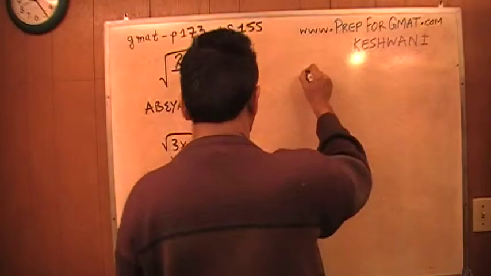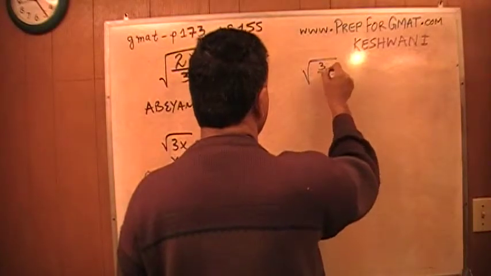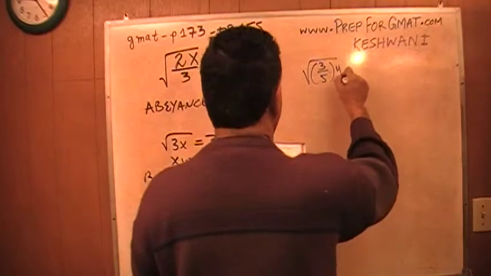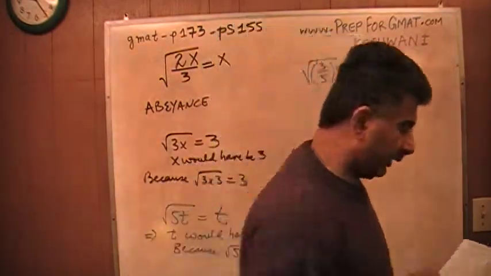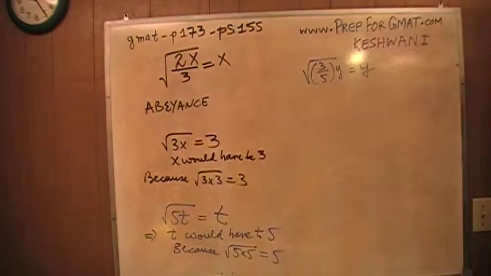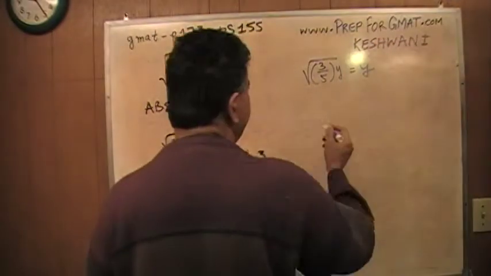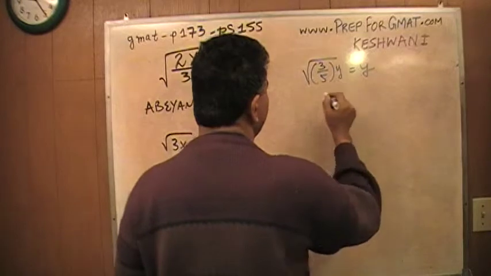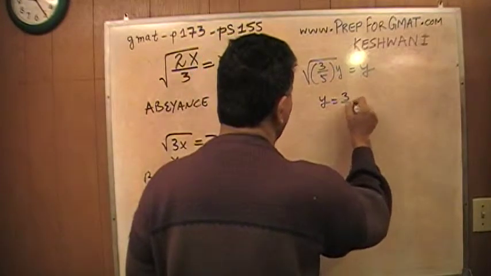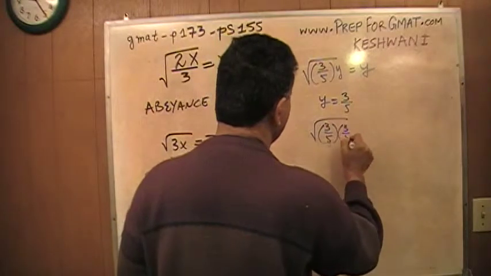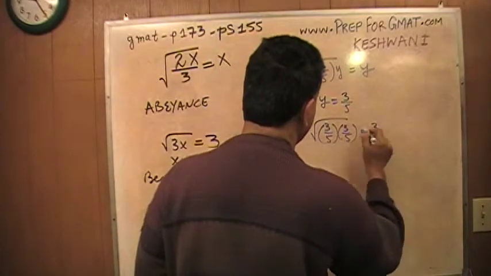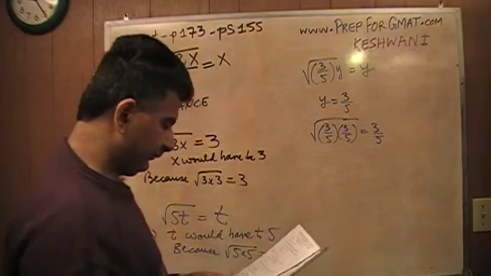Similarly, if I tell you the square root of 3/5 times y equals y, what do you suppose y would have to be? I'm already almost 6 minutes into it, so I'm going to wrap it up. Y would have to be 3/5, because the square root of 3/5 times 3/5 will give us 3/5.